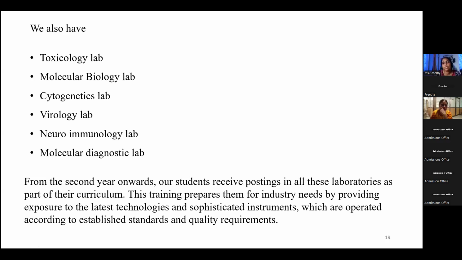The posting in all these laboratories prepares you for industry needs by providing exposure to the latest technologies and sophisticated instruments, which are operated according to the established standards, because all these instruments and technologies we operate based on established standard and quality. That is why we are accredited with NABL.